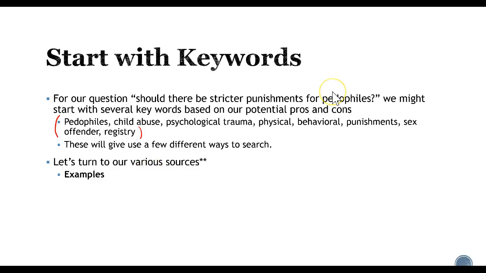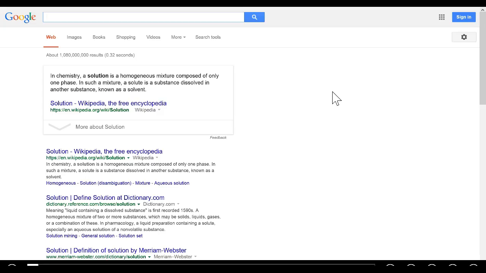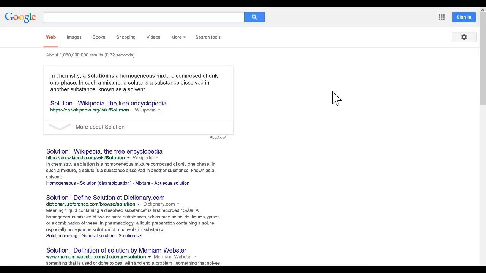So let's start by using Google. Let me flip back to Google here. So here we have a Google search bar, right? Everybody's pretty familiar with it. So we can use Google to start researching some potential topics for pedophiles. So let's put in some of those keywords that I just mentioned. If we put in pedophiles and psychological, and let's just start more general, pedophiles and laws, or stricter laws.